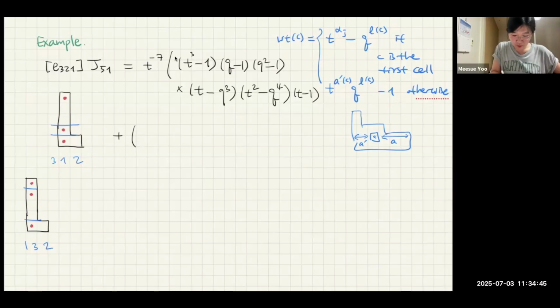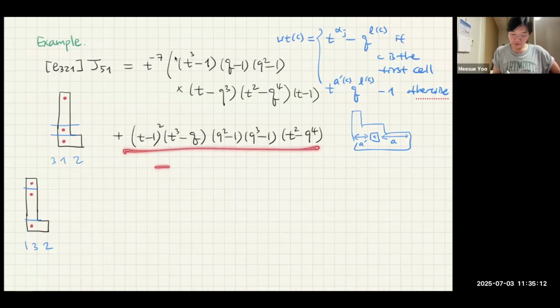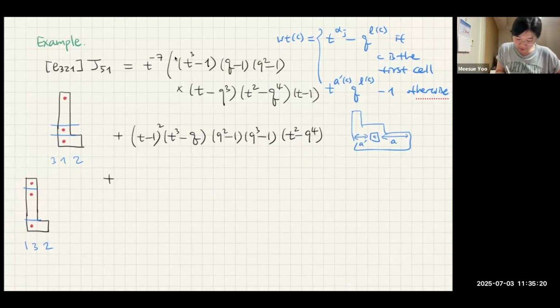So it's t minus 1 for the leading term. And then the second leading term, it's t cubed minus q. And then the second and third of the second part, you have q squared minus 1, q cubed minus 1, and then t squared minus q to the 4, and then t minus 1 again. So this weight is for this shape.